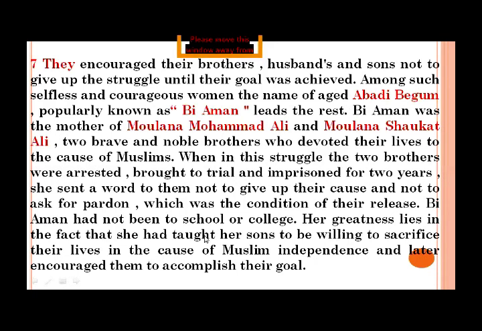So B. Amma had not been to school. She was not educated. What was her greatness? Her greatness was to teach her sons to be willing, to be ready, to sacrifice their lives in the cause of Muslim independence. And later, she encouraged them also at home to accomplish their goal.